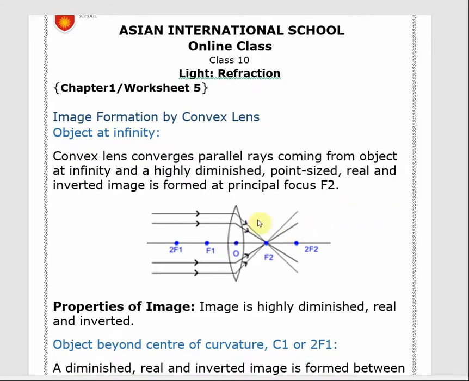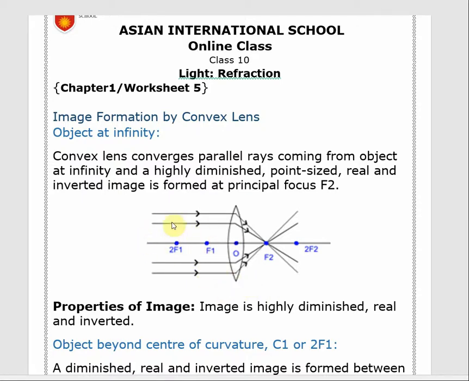So in the first case, you can see this is the convex lens and the object is at infinity. Since the object is at infinity, light will come parallel. Any object placed at infinity from any aperture or the observer will see the lights parallel regardless of the object size. So here the object is at infinity, the light rays are coming all parallel. You can see these lights are parallel, so that's why we have drawn parallel lines.